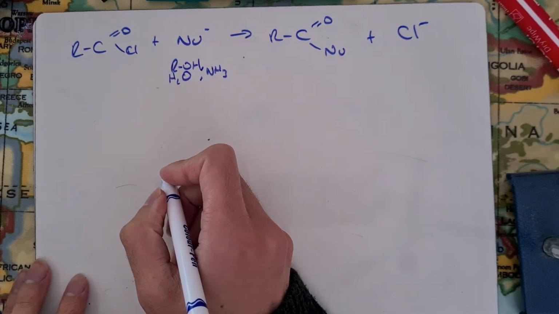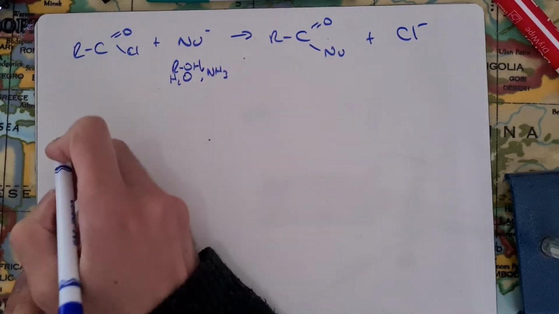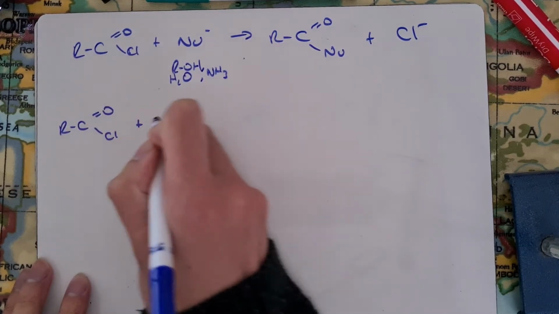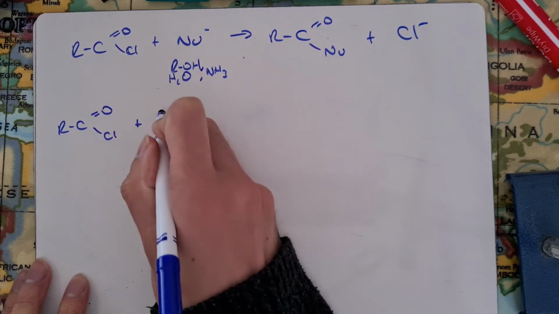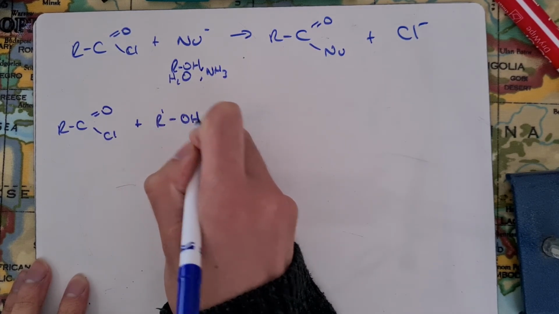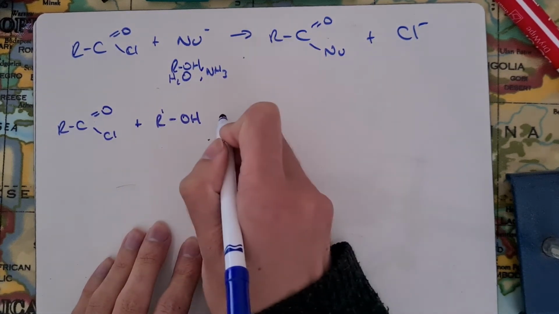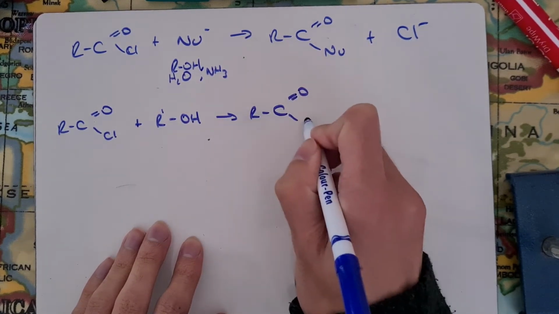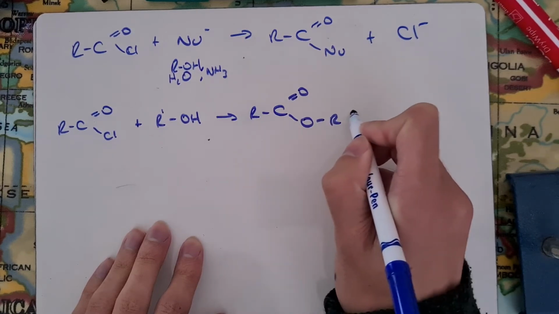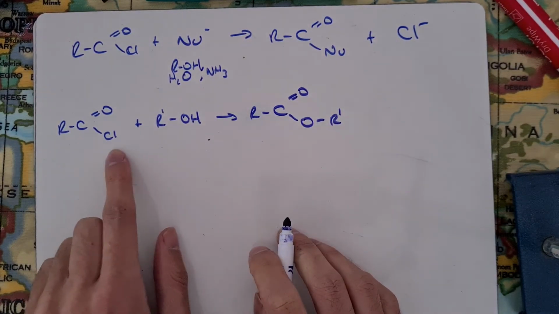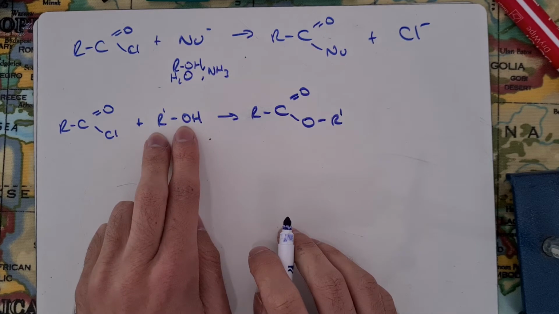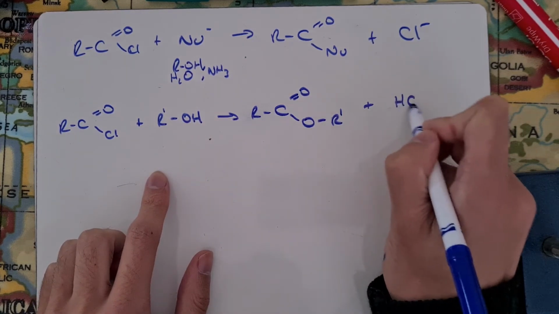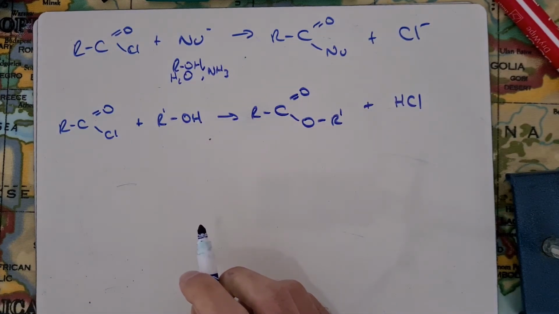So first off, we'll go with an alcohol. So acyl chloride plus R-OH is going to go to an ester, where the Cl is replaced by the R and the O that we've got here. That leaves our H to join with the Cl to form HCl.